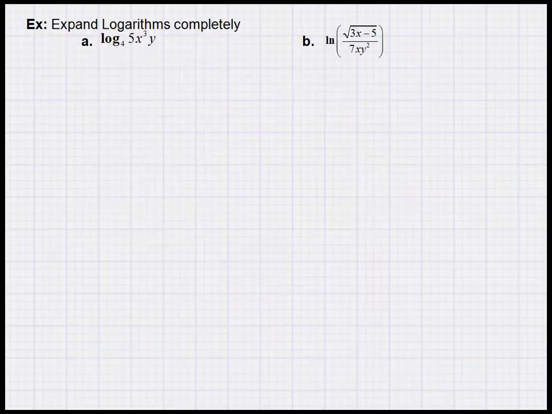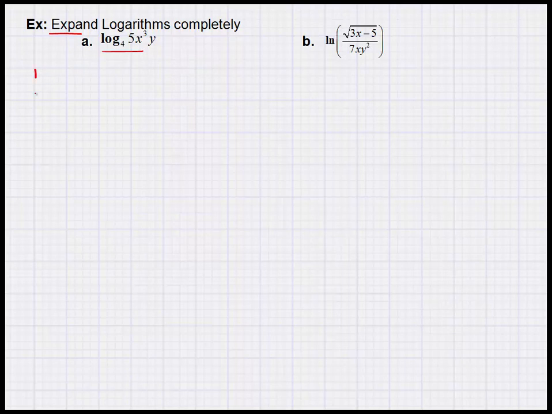Now those were two easier examples. This is more likely what you're going to see when it comes to problems. It's going to say expand the logarithm and you're going to be given a certain logarithm like this. So if I'm going to expand these, I've got to say products go to sums, divisions go to subtraction, and powers come out in front as multiples.